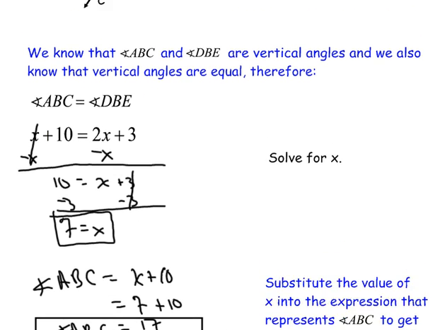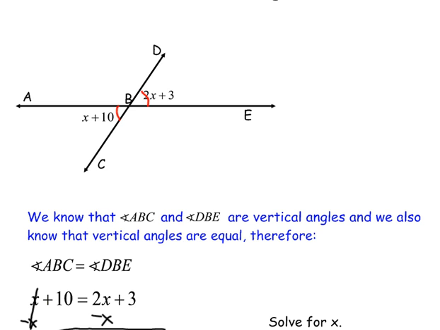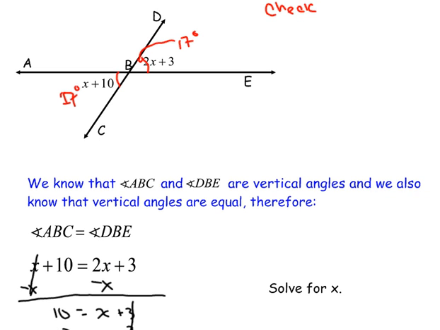Now, one of the ways you could check it is, since we know this is 17 degrees, we know this has to also be 17 degrees, right? This angle measurement here has to be 17 degrees because these are vertical. So one of the things you could do is plug x in here and see if it will give you 17. So what was the value of x? It was 7. So we can do 2 times 7, that's 14, plus 3, yep, we get 17.